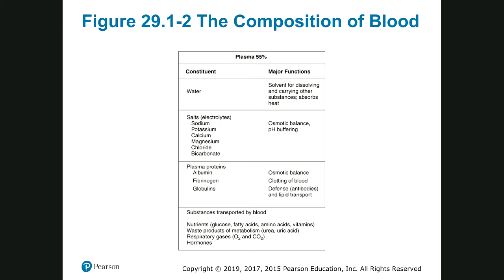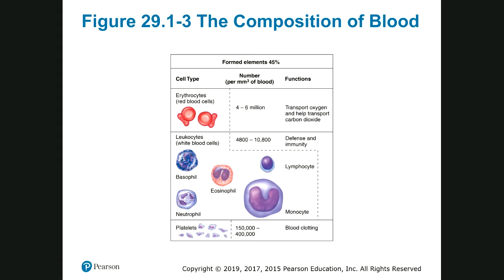Of the 55% that is plasma, 90% is only water, and the rest is three types of protein: albumin, fibrinogen, globulin, and some electrolytes like sodium, potassium, calcium, magnesium, chloride, bicarbonate.